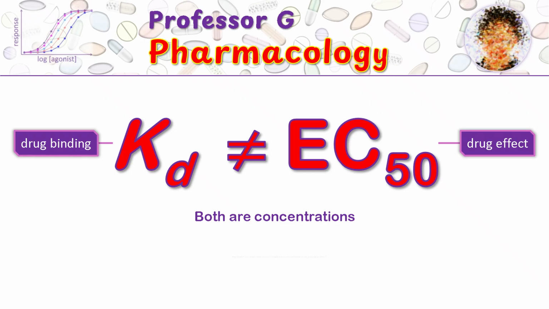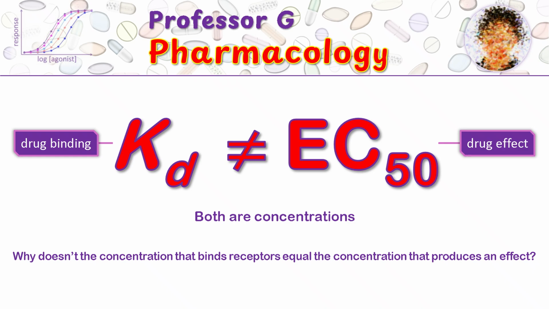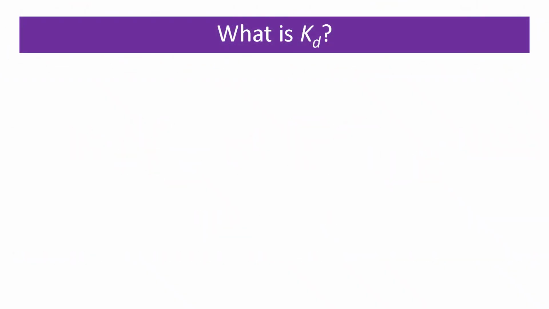Understanding why these values differ requires us to look at what happens between receptor binding and the final physiological response. Kd is the dissociation constant, and it measures the affinity of a drug for its receptor. It originates from the kinetics of receptor binding.